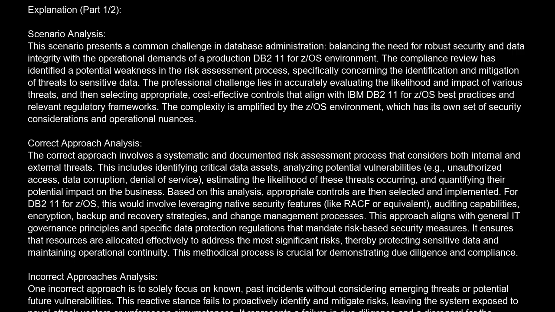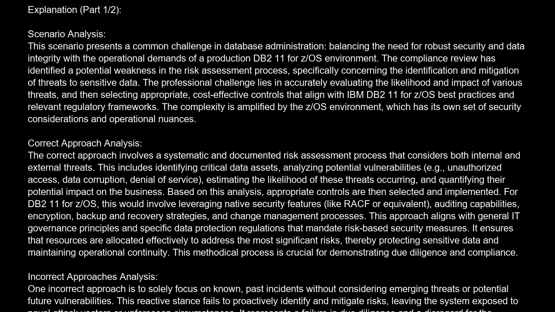Explanation. Scenario analysis. This scenario presents a common challenge in database administration, balancing the need for robust security and data integrity with the operational demands of a production DB2 for Z/OS environment.